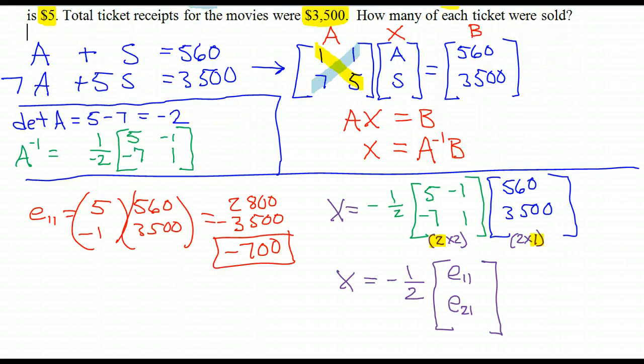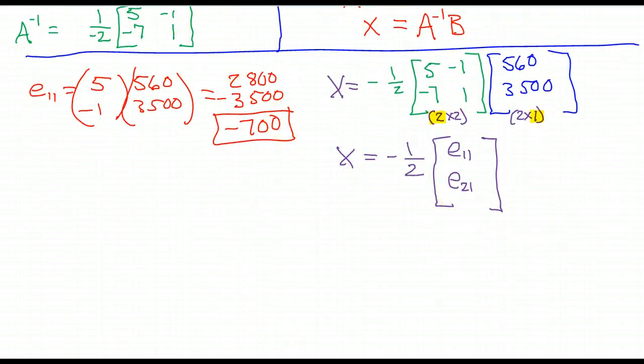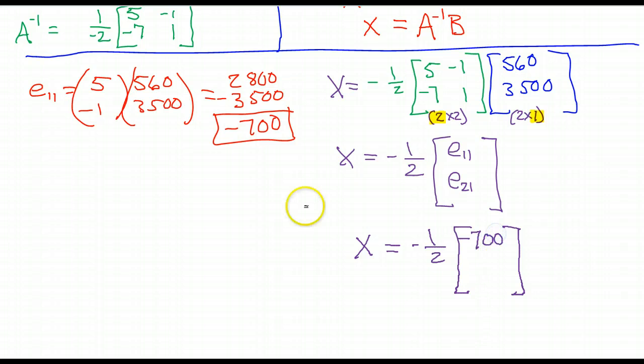Maybe I'll show it on the next step. So that's negative 1/2. I'm finding this, so that's going to be negative 700. Now let's find that other element.